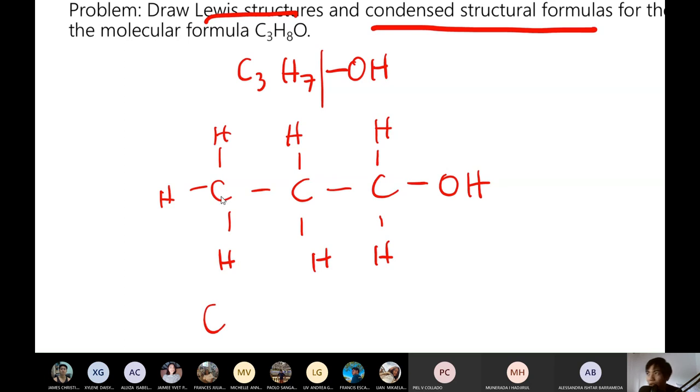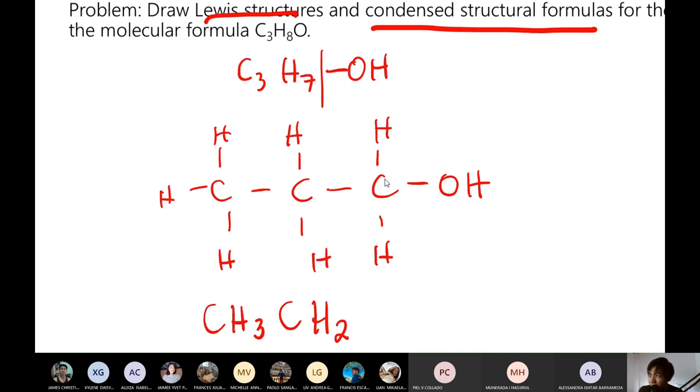Tapos, ang susunod na tanungin mo, ilang hydrogens yung connected to this carbon? So, this carbon has 3 hydrogens around it. 1, 2, 3. Itong carbon na to, may 3 hydrogen. So, paano yung susulat yon? CH3. Okay, so CH3 itong part na to. Then, proceed ka sa next carbon. Ano yung mga nakadugtong sa carbon na to? May 2 hydrogen, CH2.